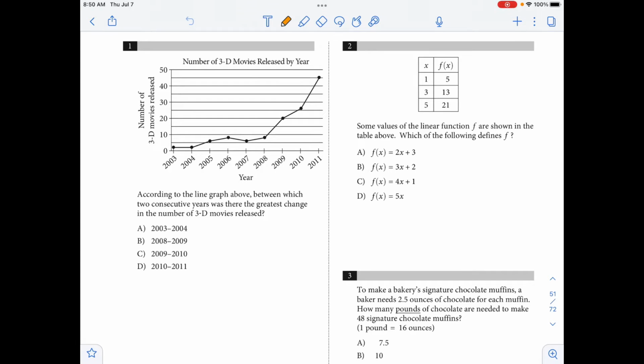Today what we're going to do is go through the first 9 problems in section 4, which is the calculator section of practice test number 5. So we want to go through the first 9 problems.